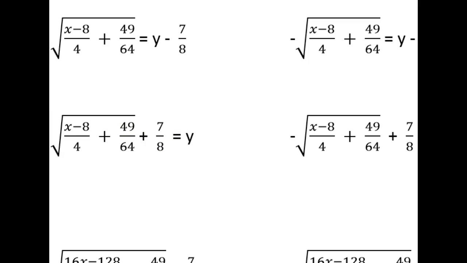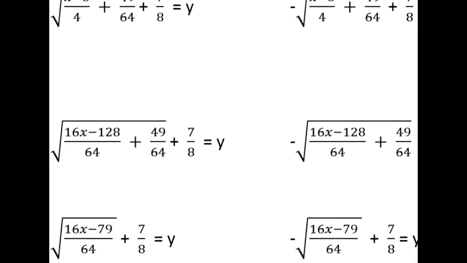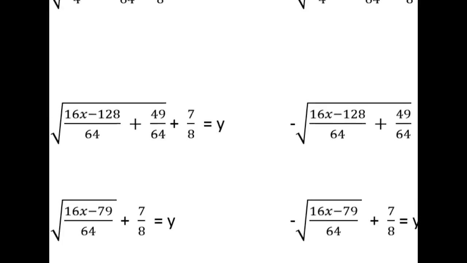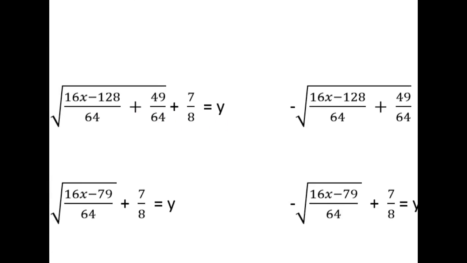And I would like to reduce what's underneath the square root now. So we had a 4 here. To add these fractions, they both have to have the same denominator of 64. So multiply everything here by 16. So 16x, 8 times 16 is 128, and 4 times 16 is 64. So now I'll be able to combine those terms into the square root.